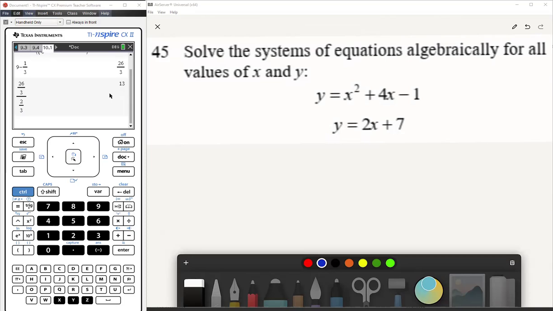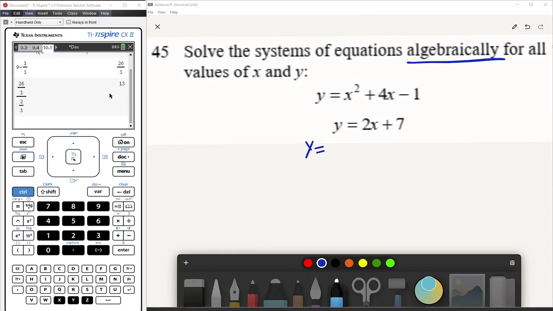Now, they want us to do this algebraically. One of the things you can do is graph this to at least know what your answer should be. I know you guys know how to graph and find intersections, so you should use that tool, but we've got to do this algebraically. So here's what I'm going to do.